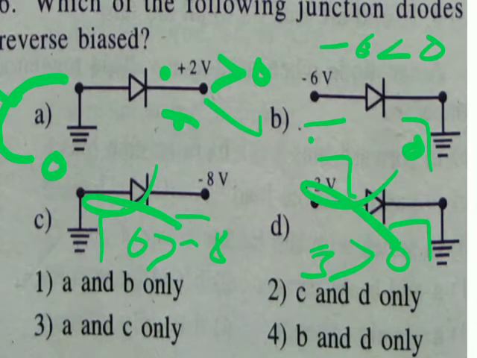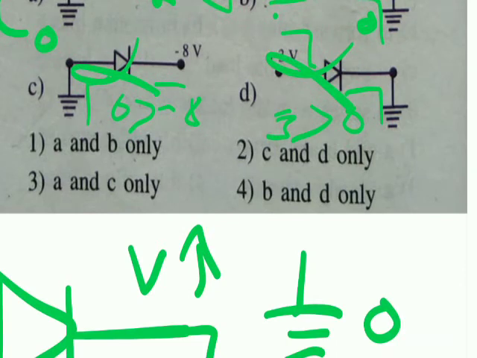Our answer is option A and option B. Check the given options. A and B is the right answer. A and B are the reverse biased diodes.